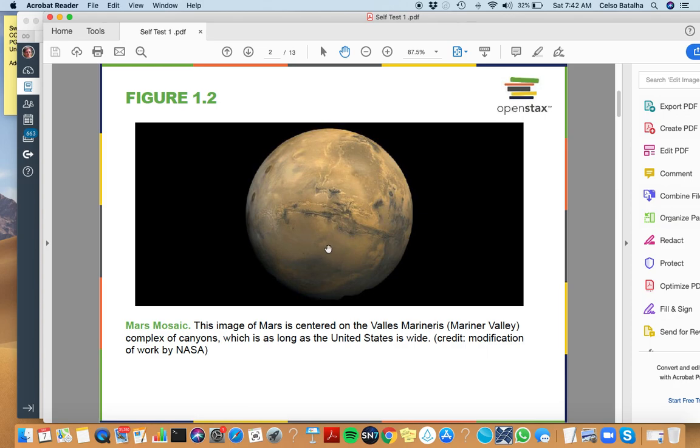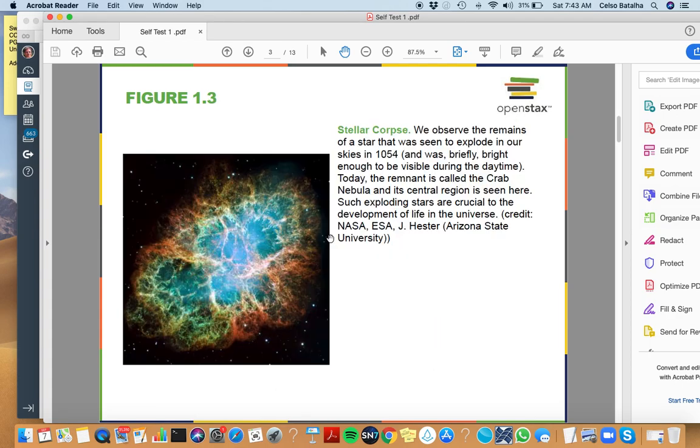Here's a picture of Mars. We are not going to invest a lot of time in planetary science. We are not going to study in detail what type of interior these planets have and what type of atmosphere, how exactly they formed, and all these details. This is more for a course on the solar system, and we don't have that yet.